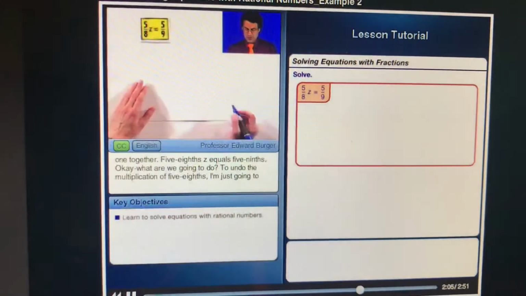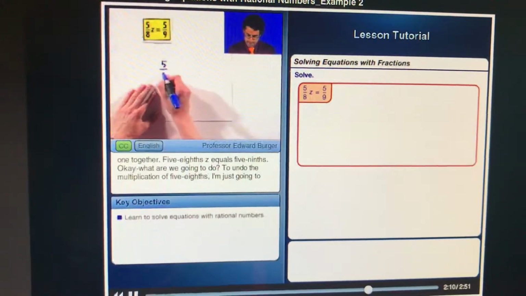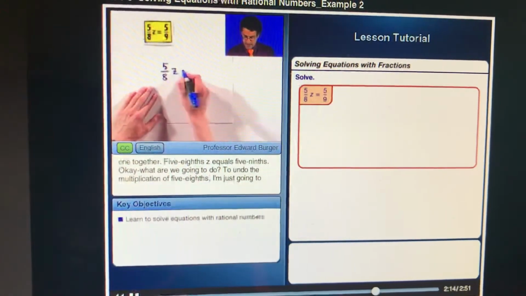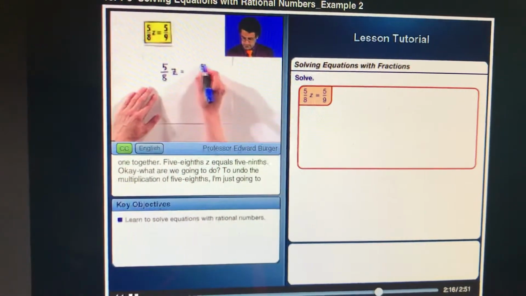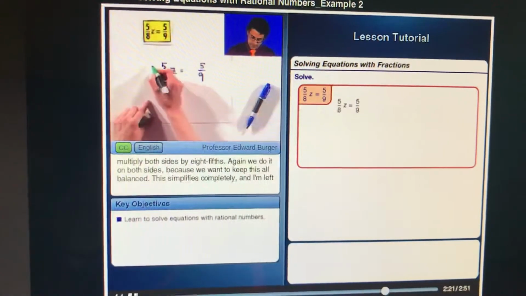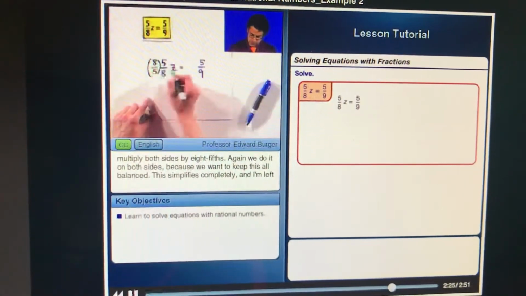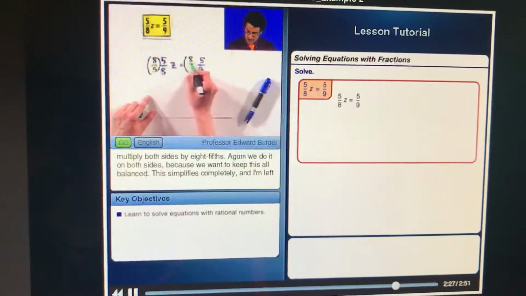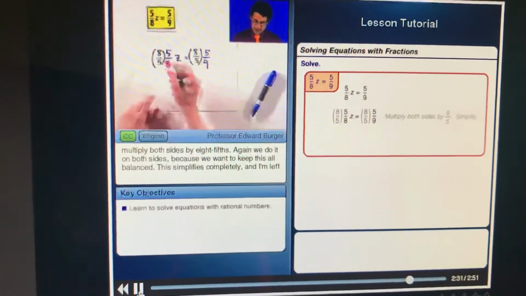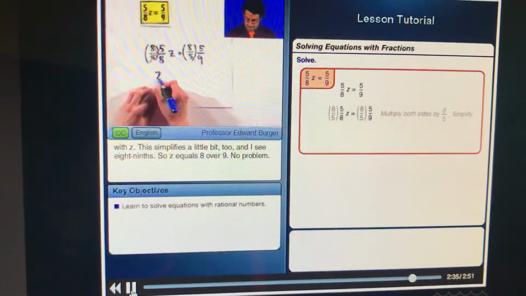5/8 z equals 5/9. Okay, well, what are we going to do? Well, to undo the multiplication of 5/8, I'm just going to multiply both sides by 8/5. And again, we do it on both sides because we want to keep this all balanced. And you can see we can simplify here a lot. This simplifies completely, and I'm just left with z.